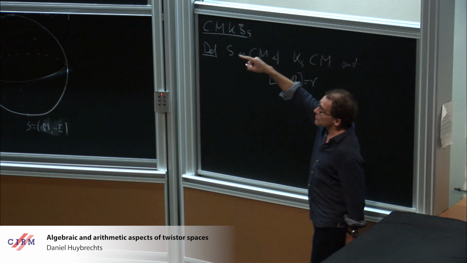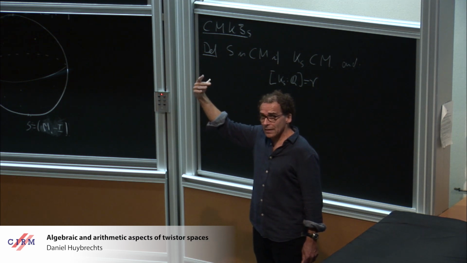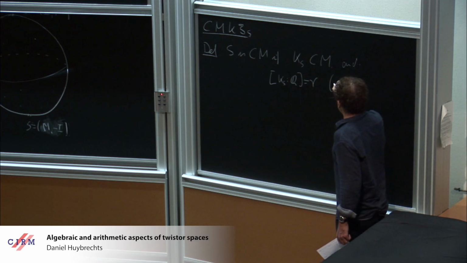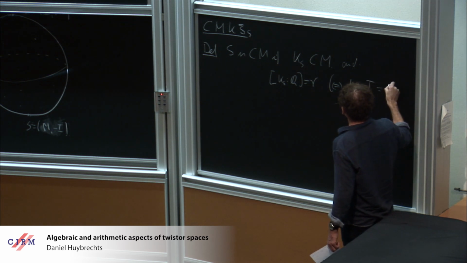Remember, the endomorphism field was given as endomorphisms of the transcendental lattice, so K acts on T. So T is a K-vector space, and that means that as a vector space over K, it is a one-dimensional vector space.